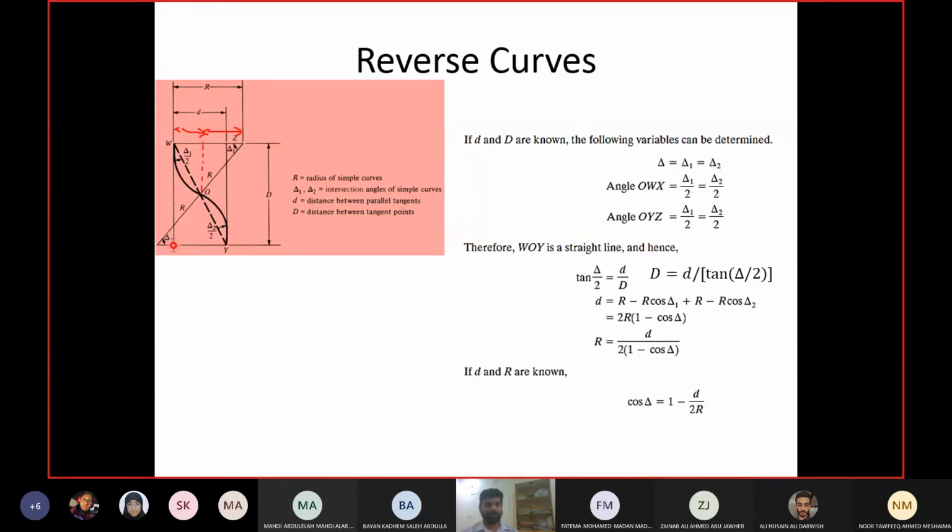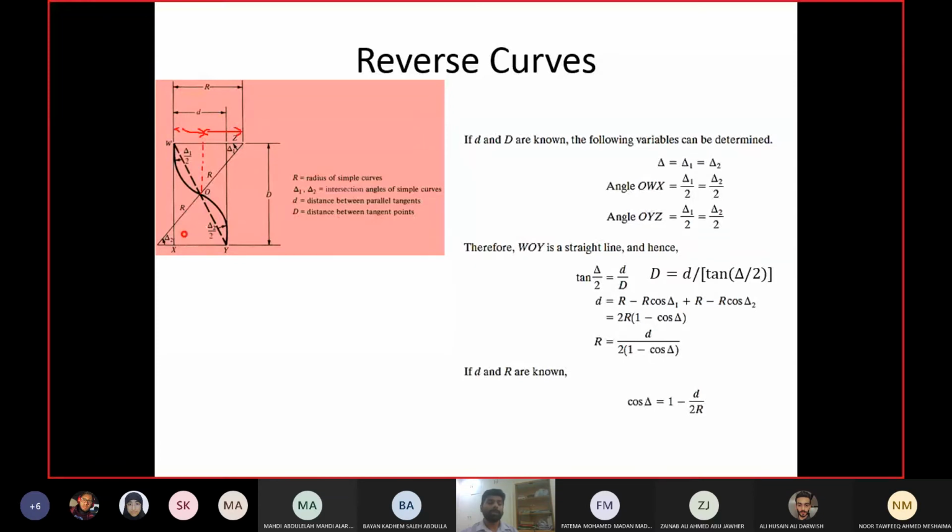In this right angle triangle, the angle at X is 90, the angle at W is delta by 2, and the angle at point Y will also be delta by 2. As I said, they are writing delta 1, delta 2, but I told you delta 1 and delta 2 are the same, so I will call it delta. So we have delta by 2 angle here, delta by 2 angle here, and 90 degrees here.